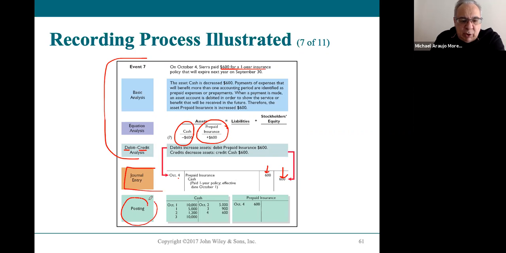We simply move those, right, posting them to their respective accounts in the ledger. This debit to prepaid insurance will show up on the debit side of prepaid insurance. This credit for cash is going to show up on the credit side of cash.